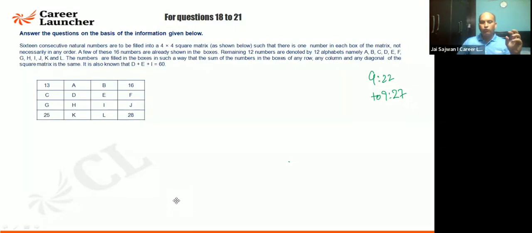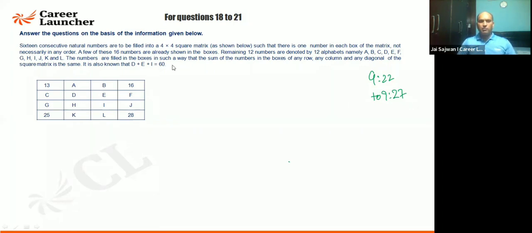Numbers are to be filled into a 4 by 4 matrix as shown below, such that there's one number in each box of the matrix, not necessarily in any order. A few of these 16 numbers are already shown in the boxes. The remaining 12 numbers are denoted with 12 alphabets A to L.